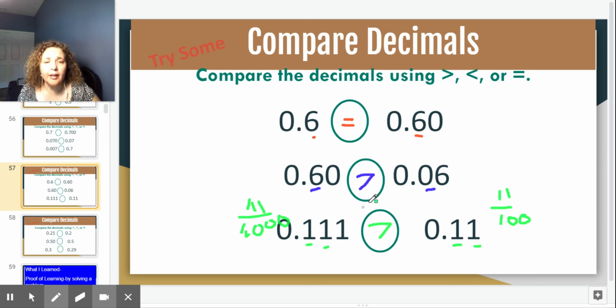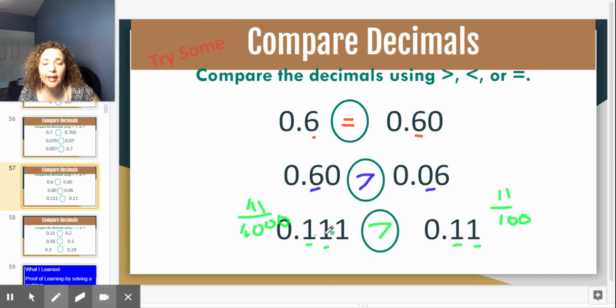All right, I compared this one. 6 tenths is bigger than 6 hundredths, because remember, this is like 60 out of 100, and this is 6 out of 100. So which one's bigger? 60 out of 100. I compared the tenths, so that one is bigger. Now, this one is tricky, boys and girls. So let's see if you got fooled or not.